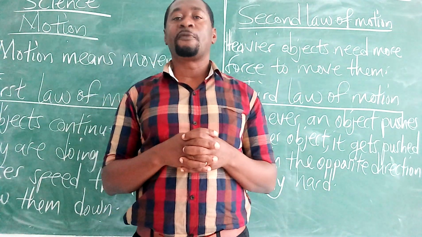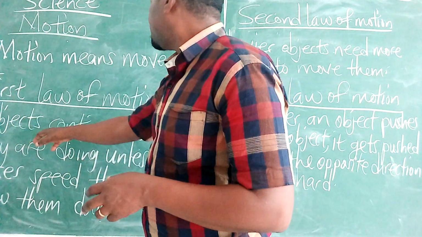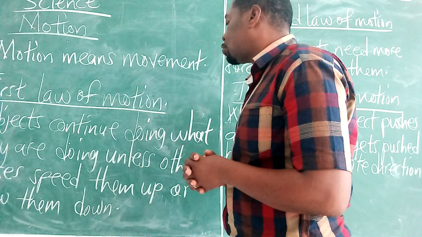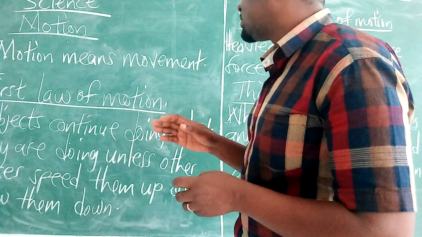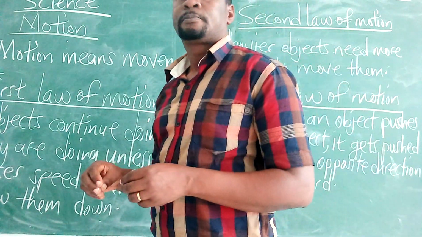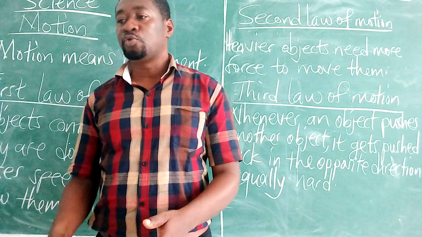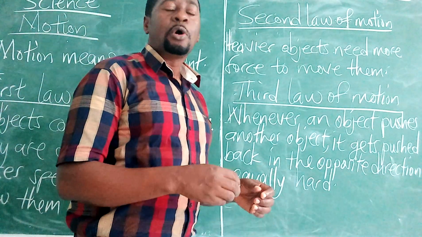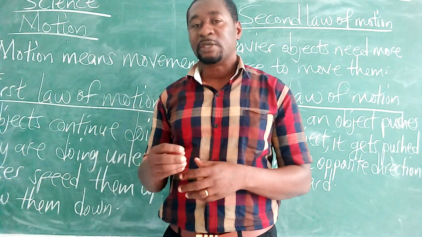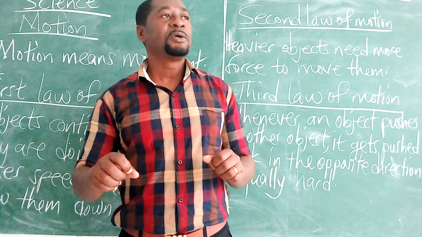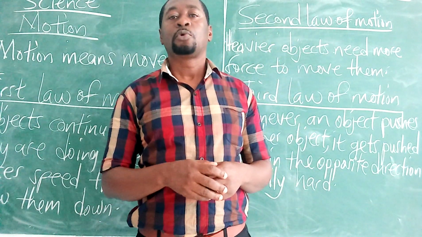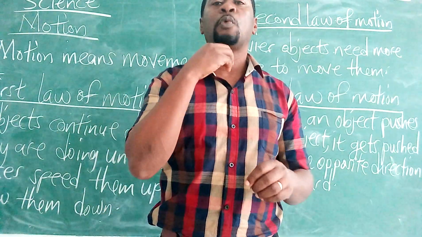Now, the first law of motion. Objects continue doing what they are doing unless other forces speed them up or slow them down. Let's say you are a human being doing your things, maybe you are jogging. Somebody can come and hold your hand and run fast with you, or somebody can come and push you for you to what? Move faster.